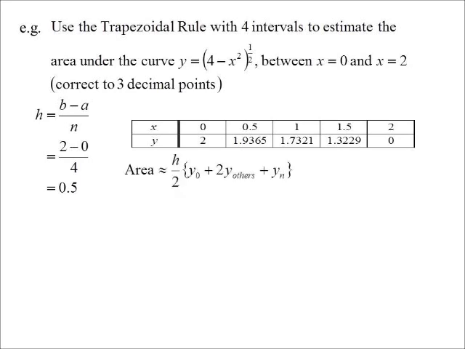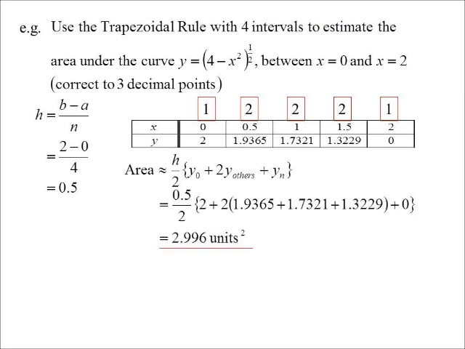There's my formula: h on 2, y0, 2y others, yn. But what I do to remind myself is, above the table of values, I say, okay, I know the end ones are times 1, and the middle ones are times 2. So that just keeps me in check. Which ones am I multiplying by what?